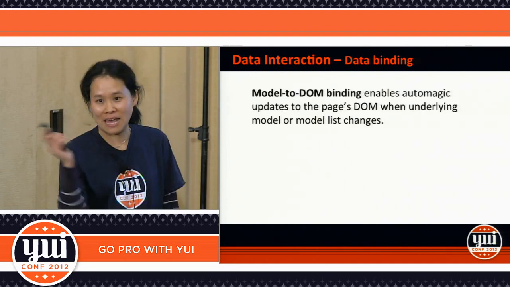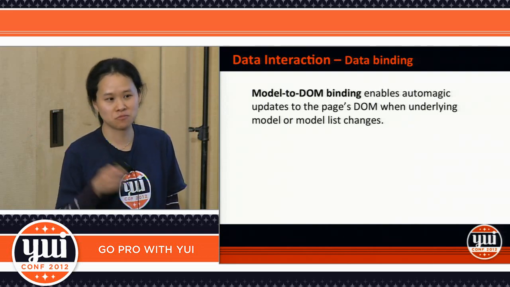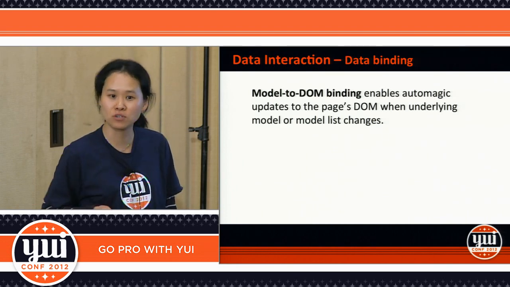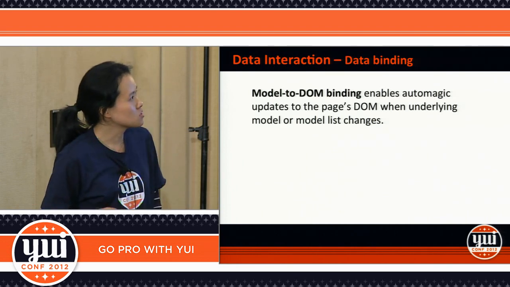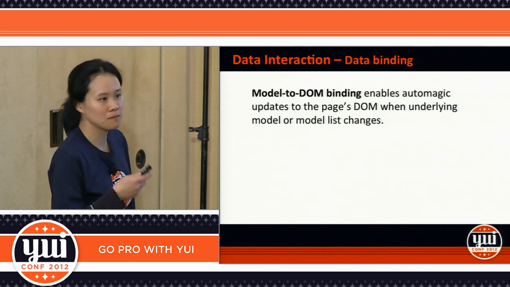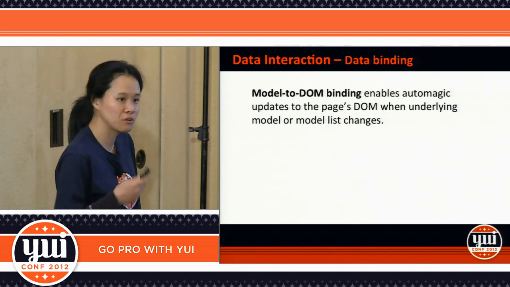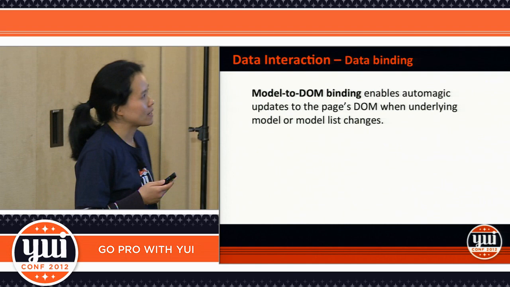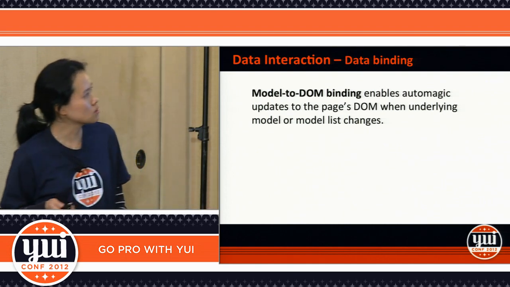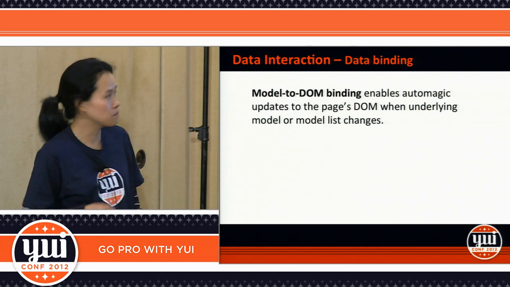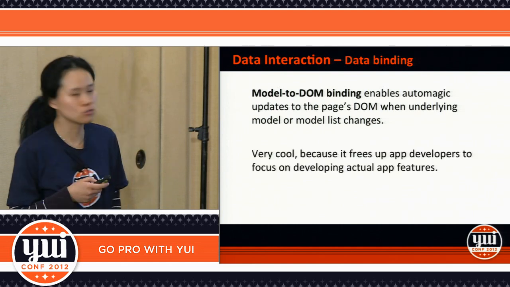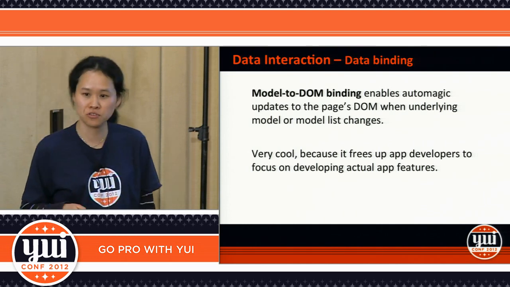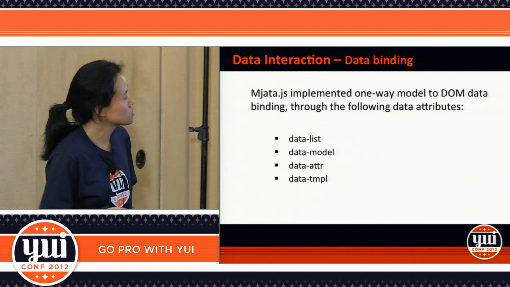If you have looked at any JavaScript MVC framework before, a lot of them offer data binding, so we also have that. For us, we actually focused on model to DOM one-way binding because we feel that benefits us the most. Model to DOM binding enables automagic updates to the page's DOM when the underlying model or model list changes. It's very cool because it frees up app developers to focus on developing the actual cool features you want to add. So this is how we did it.